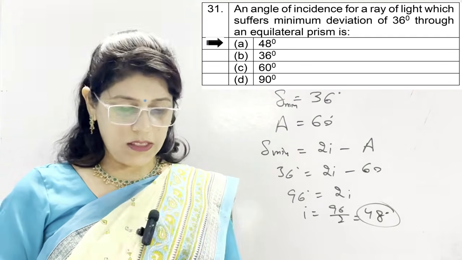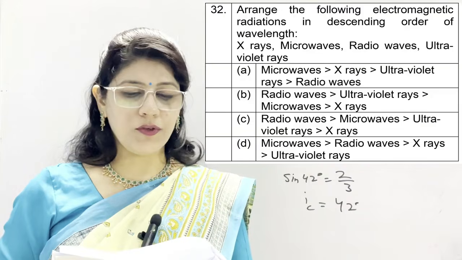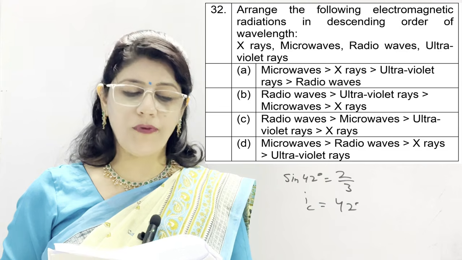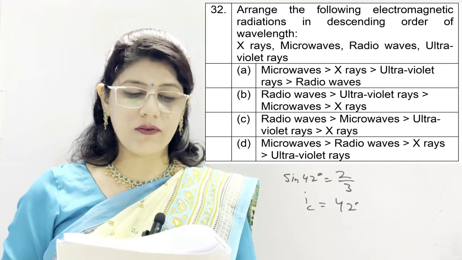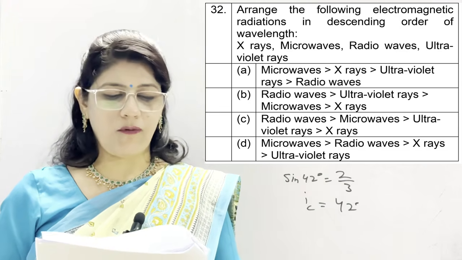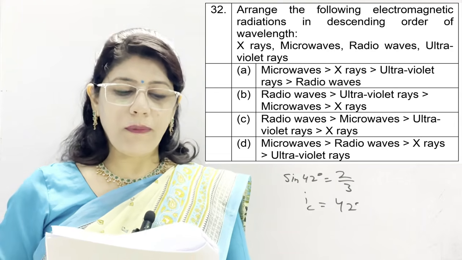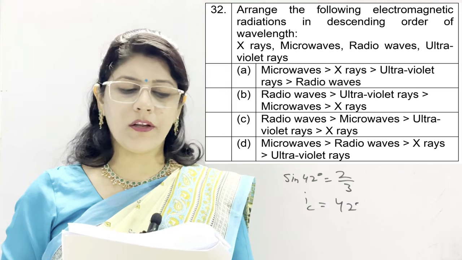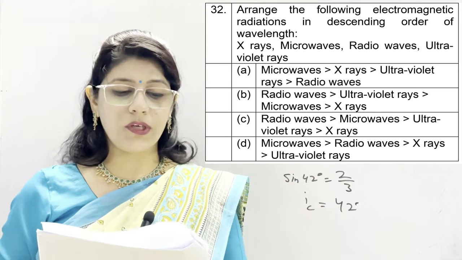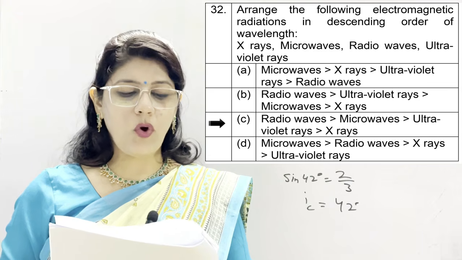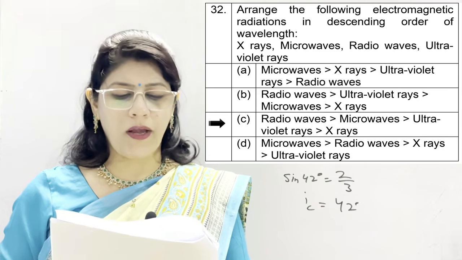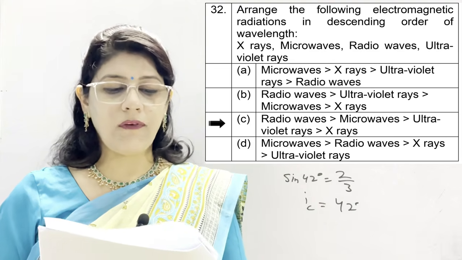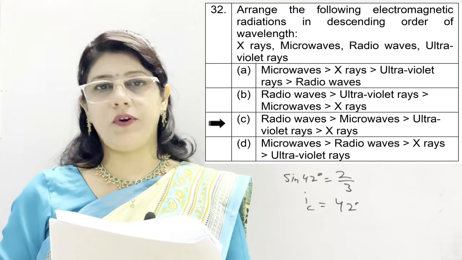Options given are 48 degree, 36 degree, 60 degree and 90 degree, and the correct option is 48 degree. In question number 32, arrange the following electromagnetic radiations in descending order of wavelength. Radiations given are X-rays, microwaves, radio waves and ultraviolet rays. Option A is microwaves greater than X-rays, greater than ultraviolet radiation and then greater than radio waves. And the correct option is C, in which wavelength of radio waves is greater than microwaves, is greater than ultraviolet rays, is greater than X-rays, because they have asked us in the descending order of wavelength.